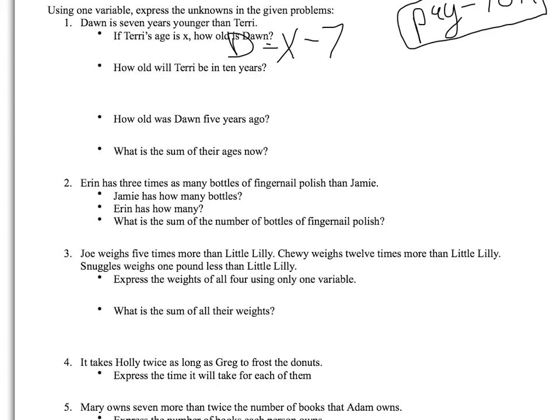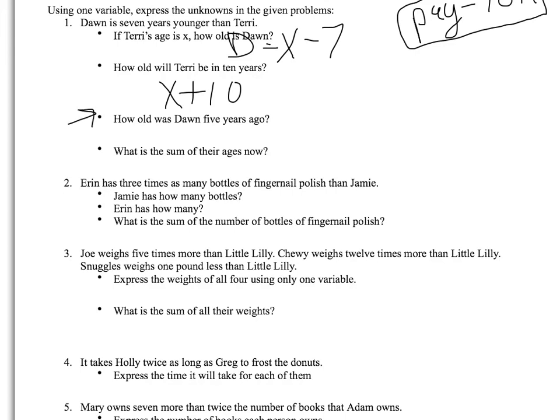Now, if Terry is X now, how old will she be in 10 years? Well, if you're 13, how old are you going to be in 10 years? Well, 23. How do we get that? Add 10 to the current age. So if Terry is currently X years old, we can add 10 to that, and that's X plus 10.